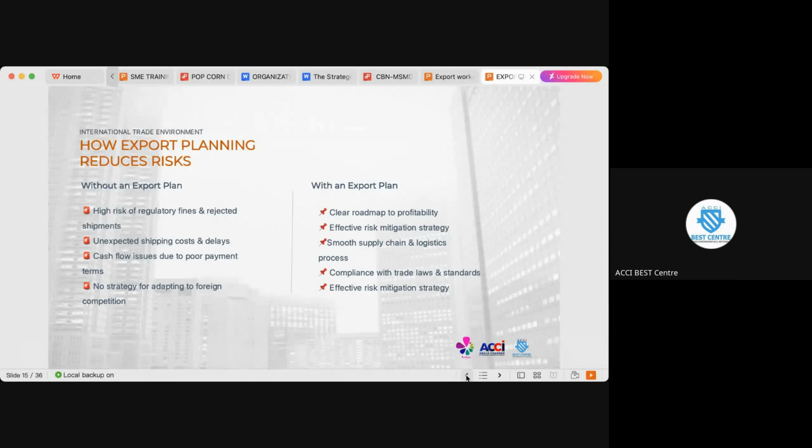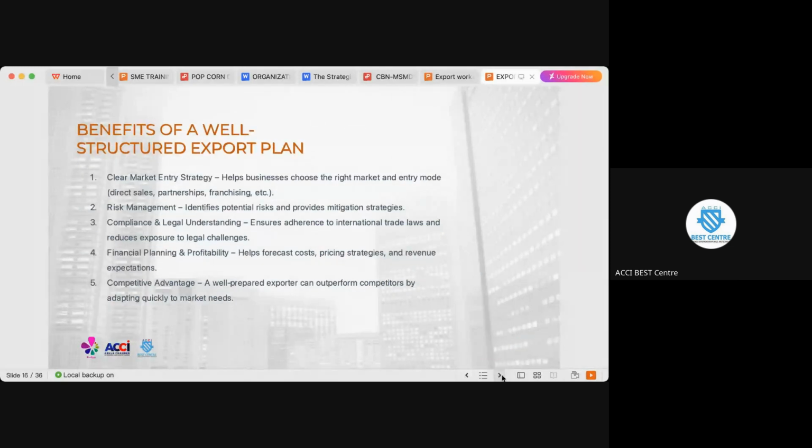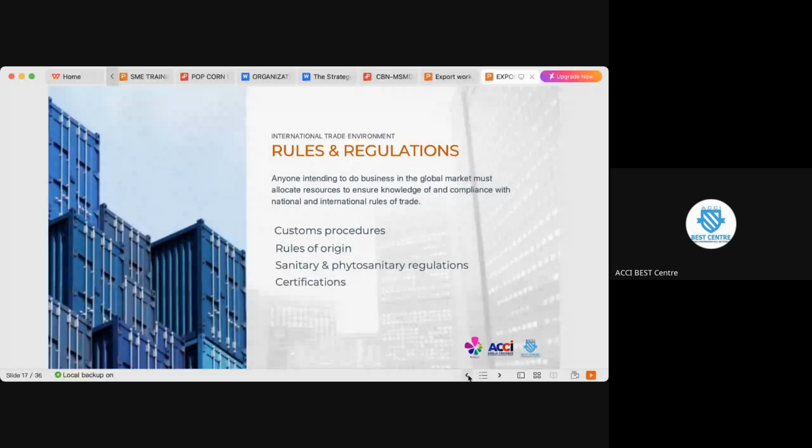And I will rush quickly to the next slide that is also important for this. So, rules and regulations. Anyone intending to do business in the global market must allocate resources to ensure knowledge of compliance with national and international rules of trade. Now, where the issue comes, as the first speaker said, is when there is lack of market research, when there is lack of an adequate export plan, of which market research is a component. It becomes challenging for you as an exporter because you just realize you are meeting delays and blocks along the way.